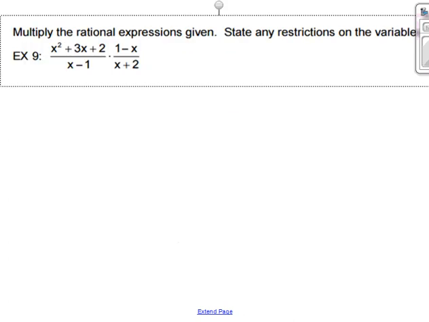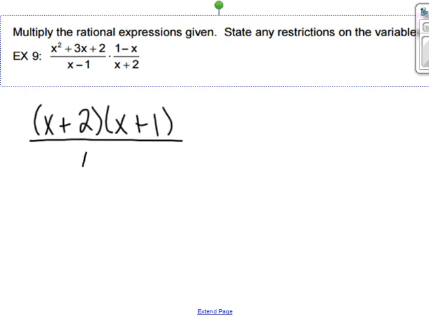With this one, the first thing you want to do is factor it. So I get x plus 2, x plus 1 for the first, and x minus 1. And there's a little trick with this other one. I'm going to want to start dividing things out. And these two parts, right here and here, look almost the same, but they're just switched.